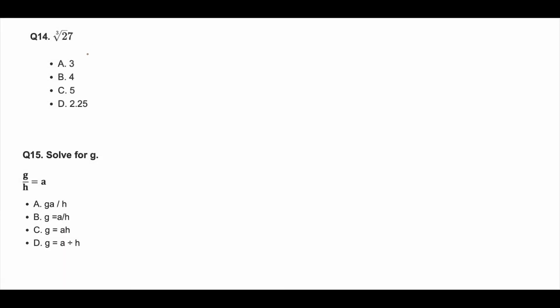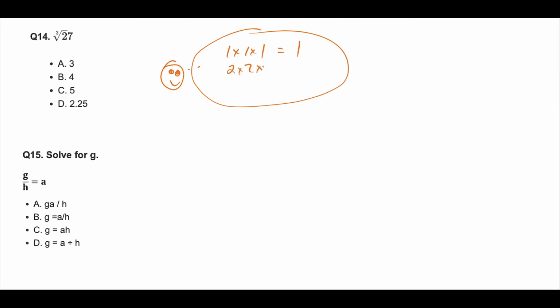So the cube root of 27 has potential to be easy. What you need to think about is what number times itself 3 times is equal to 27. If you start off with the first few numbers, start with 1. 1 times 1 times 1 is 1. If you go next to 2, this product is going to give you 8. And then finally, if you go to 3, this product is going to give you 27. So the cube root of 27 is equal to 3. This is going to be choice A.